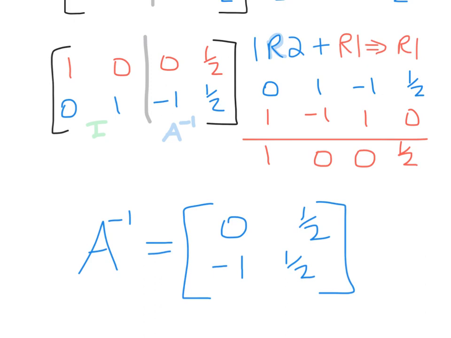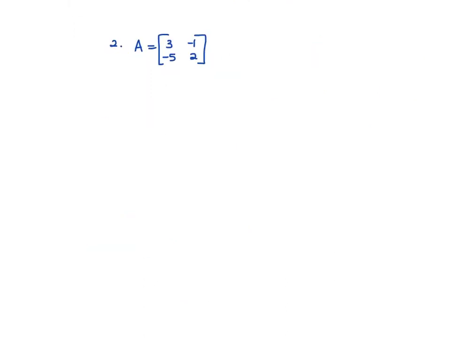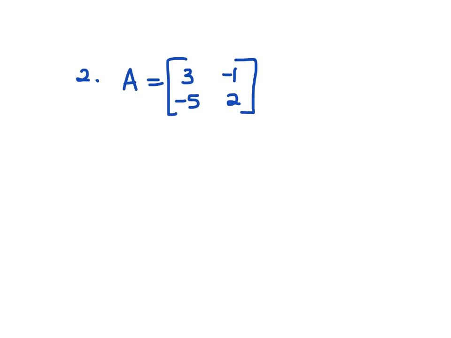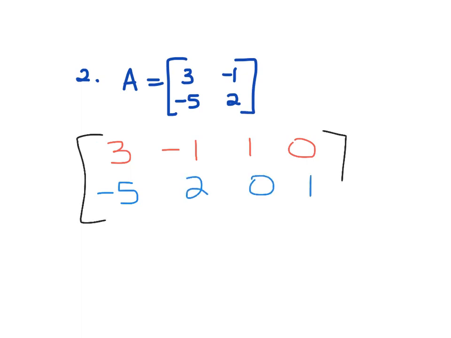We're going to try another one, another 2 by 2. Then we will do an example of a 3 by 3, and then you can start your homework. So the next one, again, take your original matrix, write the identity next to it, so I have my original on the left and the identity on the right. Again, this is our augmented matrix.